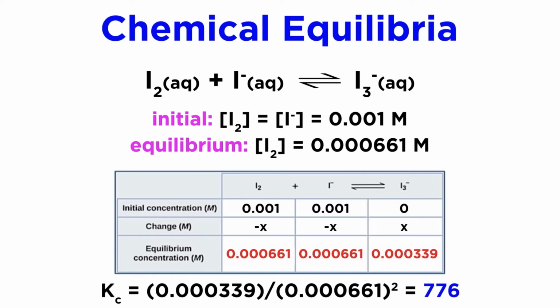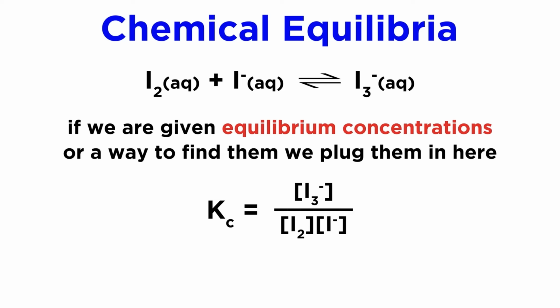Now we just plug all these values into the reaction quotient expression and do the arithmetic to get Kc, which will be 776. So as we can see, if we are given all the equilibrium concentrations, or a way to find all the equilibrium concentrations, we simply plug them into this expression to calculate Kc for any equilibrium.